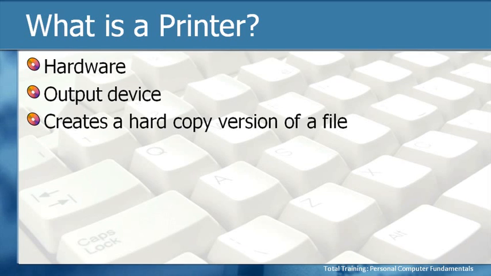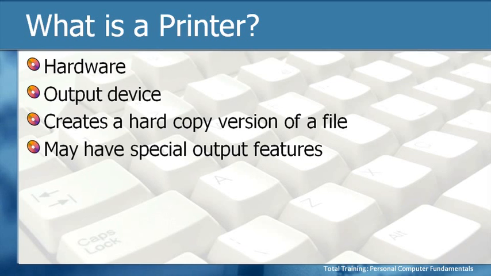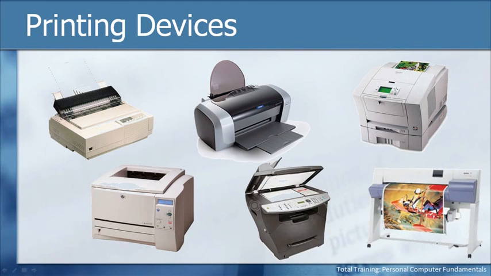Now, a hard copy simply means it's printed on usually paper. There's all kinds of different paper stock, and we're not going to get into that now. But creating a hard copy version of a file is something that people still want to do a lot of. Each printer, again, can be very different, including having special output features. Here are some examples of some printing devices, and again, they come in many different shapes and sizes.